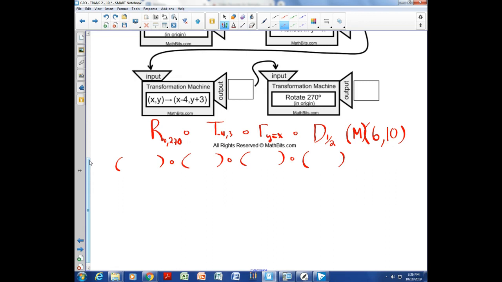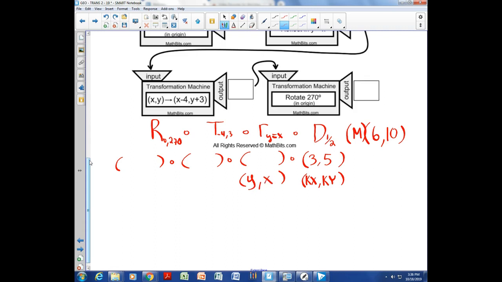Well, I know that when I am dilating, I'm going to take the scale factor, which is k, and multiply it by my x, and the scale factor, and multiply it with my y. That's pretty simple. So I just need to multiply both of my numbers here by 1/2. 6 times 1/2 is 3, and 10 times 1/2 is 5. Then I'm going to move over here, and we have a reflection over the line y equals x. That's a simple formula to remember as well. That's switch them.